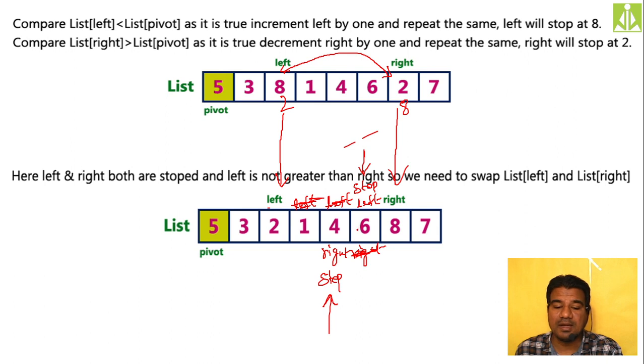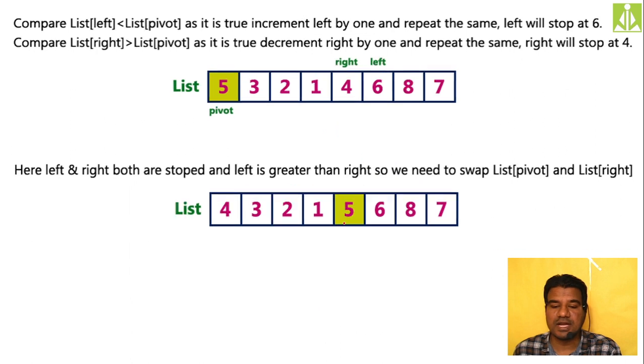Now what has happened? You compare the values of left and right. Left is greater than right, I mean the position values. This is 0, 1, 2, 3, this is 4, this is 5, this is 6, this is 7. So left is at 5th location and right is at 4th location. So left is greater than right.